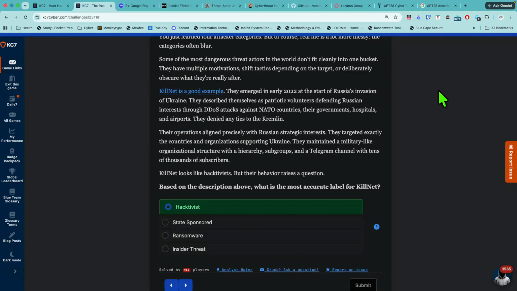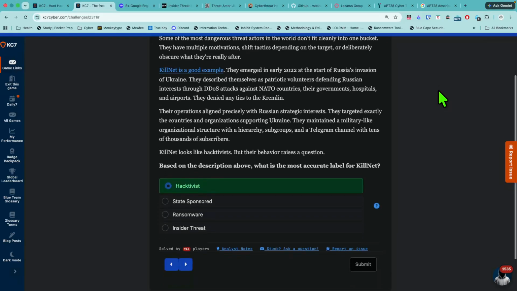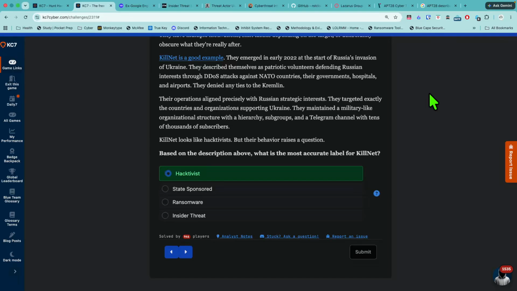KillNet is a good example. They emerged in early 2022 at the start of Russia's invasion of Ukraine. They described themselves as patriotic volunteers defending Russian interests through DDoS attacks on governments, hospitals, and airports. They denied any ties to the Kremlin. Their operations aligned precisely with Russian strategic interests. They targeted exactly the countries and organizations supporting Ukraine. And they maintained a military-like organizational structure with a hierarchy, subgroups, and a Telegram channel with tens of thousands of subscribers. KillNet looks like hacktivists, but their behavior raises a question.